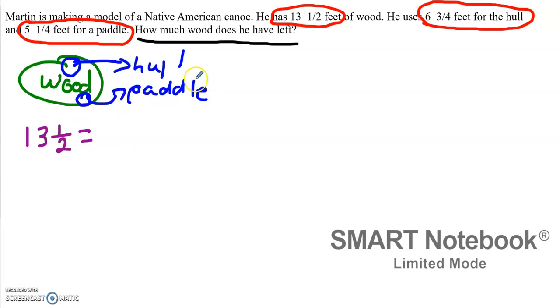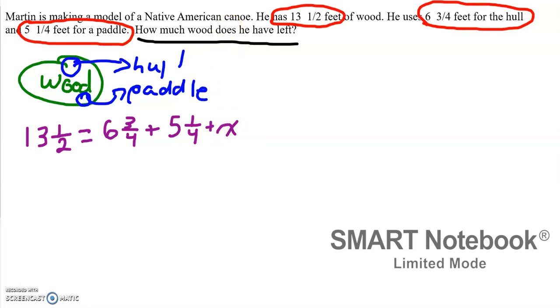Now on the other side, he uses for the hull, he uses for the paddle, and then he has the leftover. That's what makes this number up. So I can turn around and now add them. So I could do 6 3/4 plus the 5 1/4. Plus I can use my variable to signify what is left over. So I need to solve for this x.